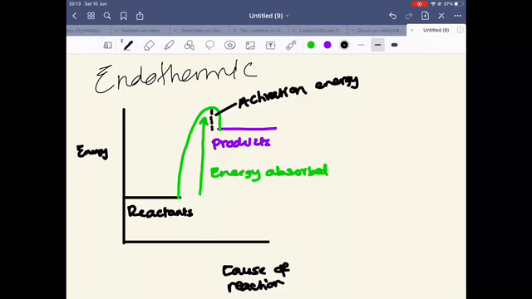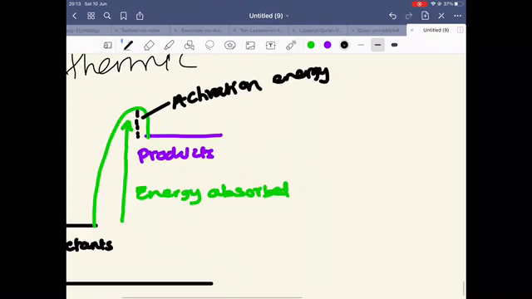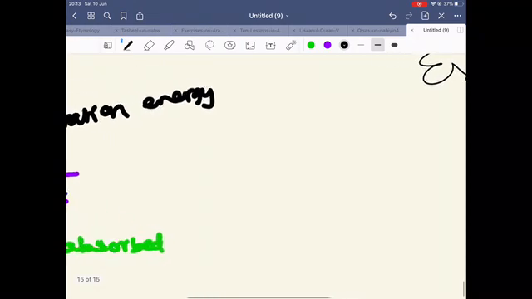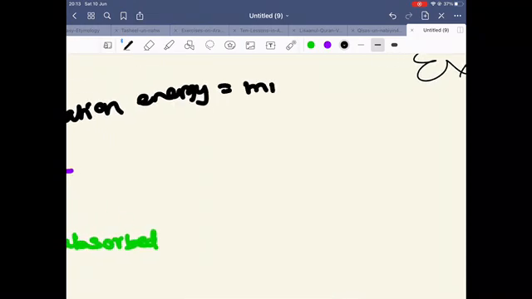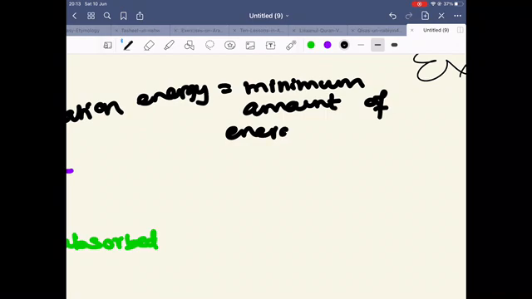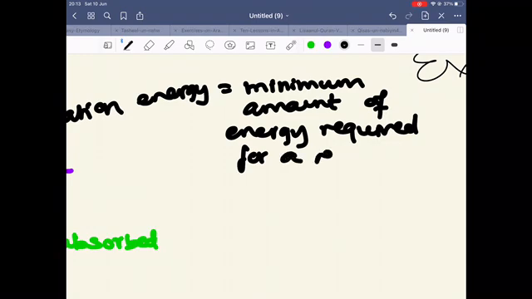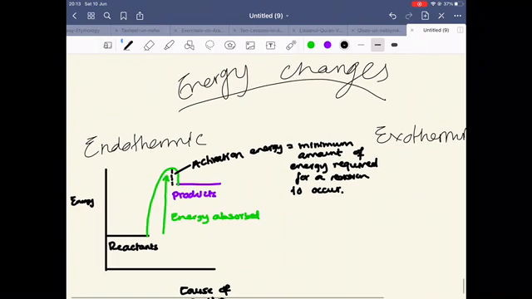Let's draw this same thing, a reaction profile, but for exothermic. How will the exothermic one look? Well, we have the same axes. So progress of reaction and energy. We have reactants and products. Because with exothermic, energy is being released to the surroundings, so out, the reactants will have more energy than the products because energy that was in the reactants has been released into the surroundings.